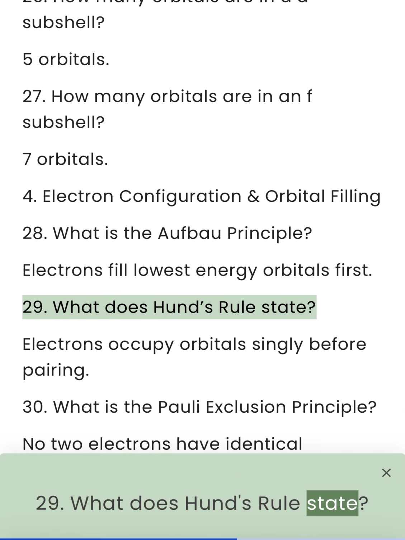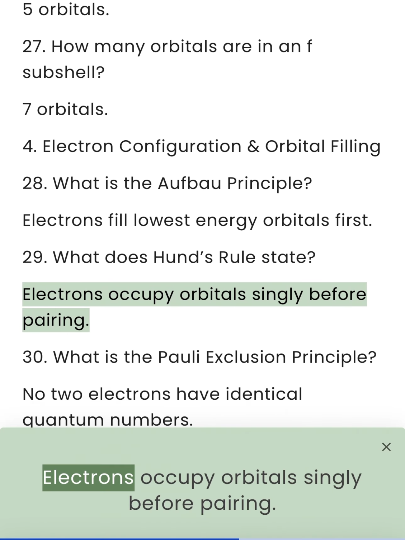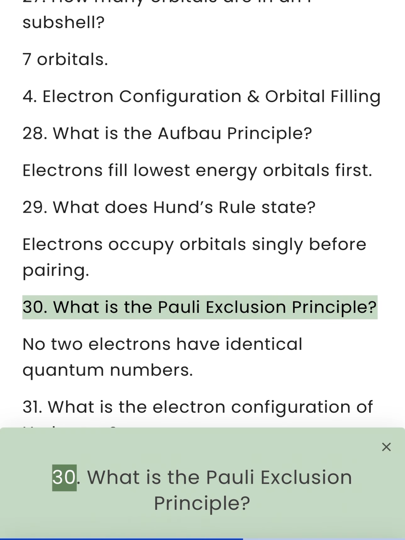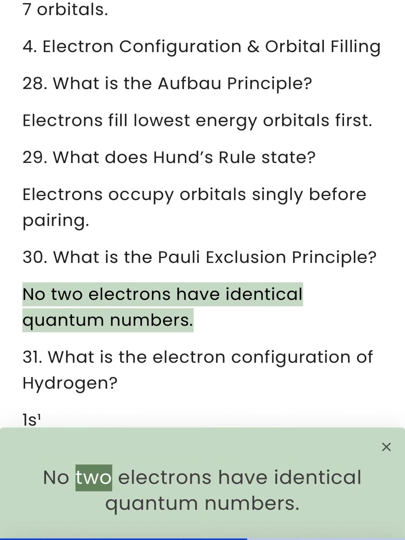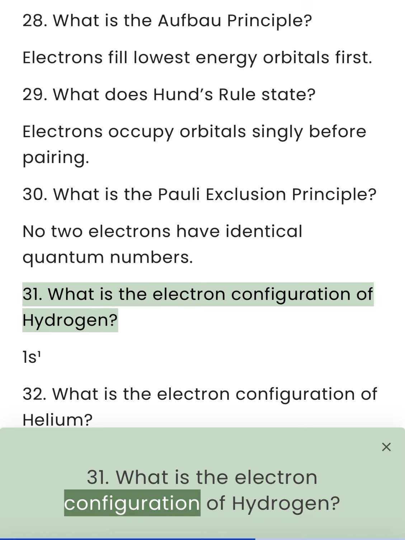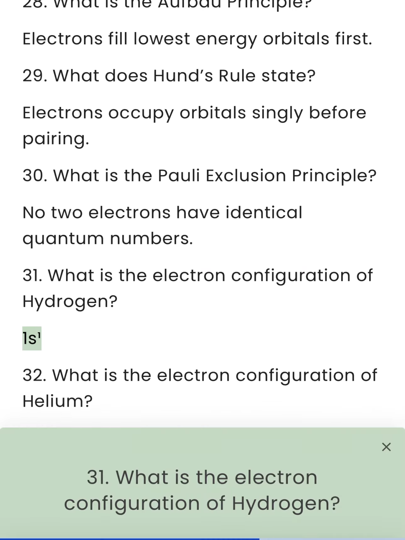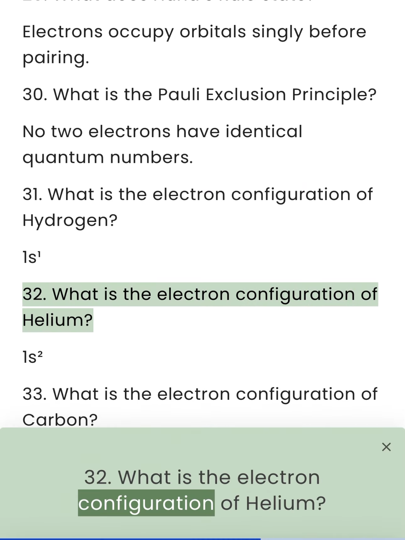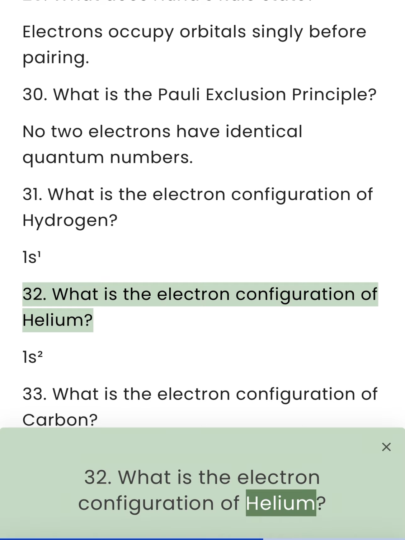29. What does Hund's rule state? Electrons occupy orbitals singly before pairing. 30. What is the Pauli exclusion principle? No 2 electrons have identical quantum numbers. 31. What is the electron configuration of hydrogen? 1s^1. 32. What is the electron configuration of helium?